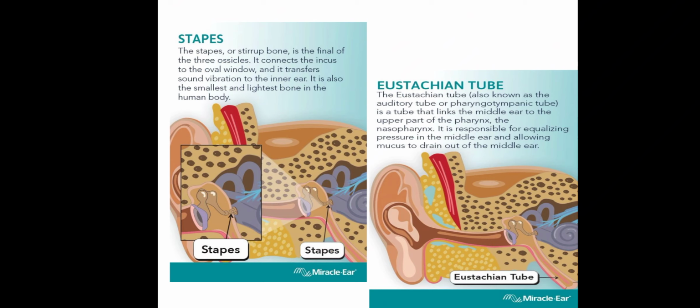Next we have the Eustachian tube. The Eustachian tube, also known as the auditory tube or pharyngotympanic tube, is the tube that links the middle ear to the upper part of the pharynx, the nasopharynx. It is responsible for equalizing pressure in the middle ear, allowing mucus to drain out of the middle ear.